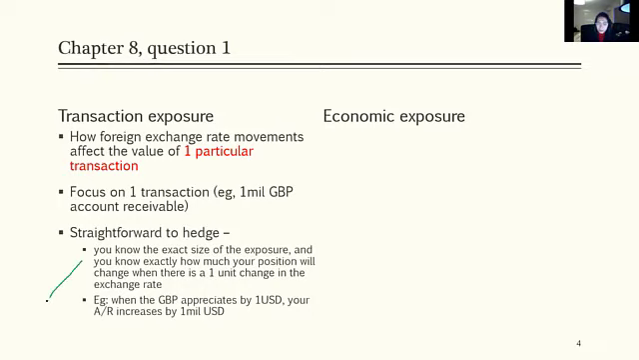So for example, for this particular example, when the pound appreciates by $1 USD, I know that my account receivable will increase by $1 million USD. That's what I mean by we know exactly how the position will change when the exchange rate changes. I think this should be £1 million. Sorry.